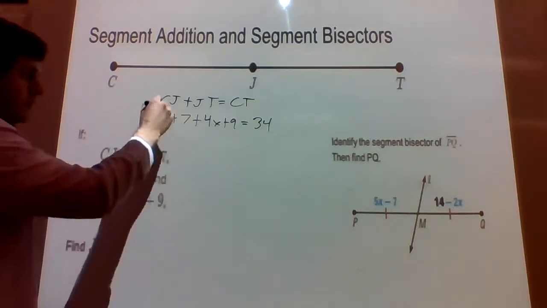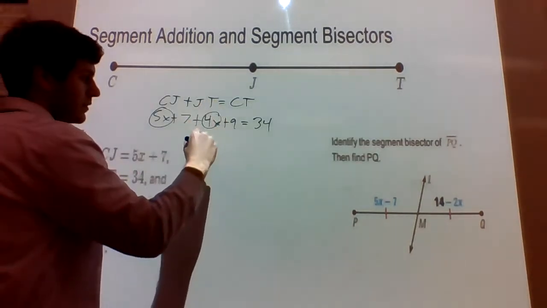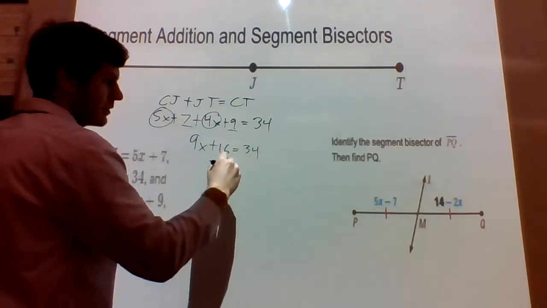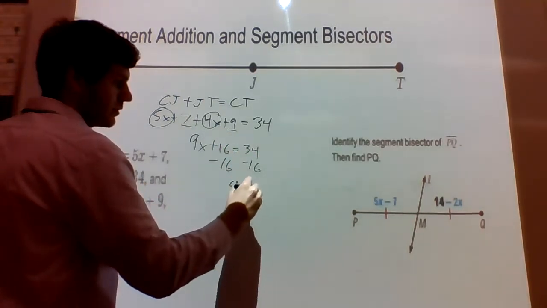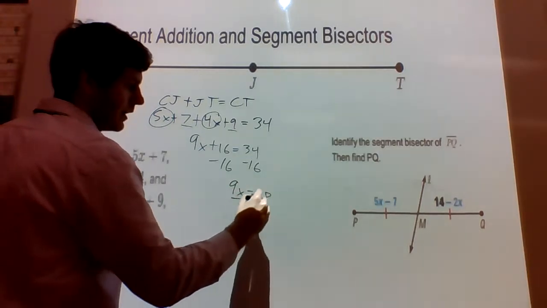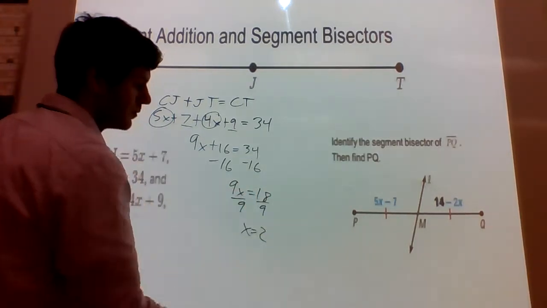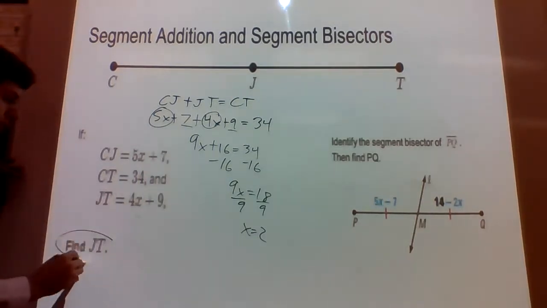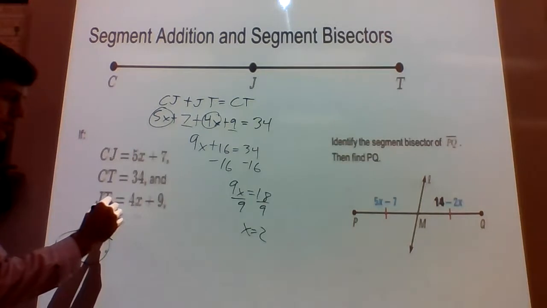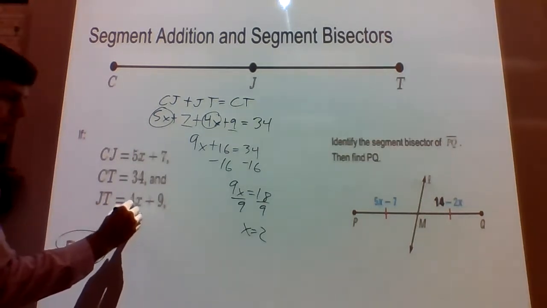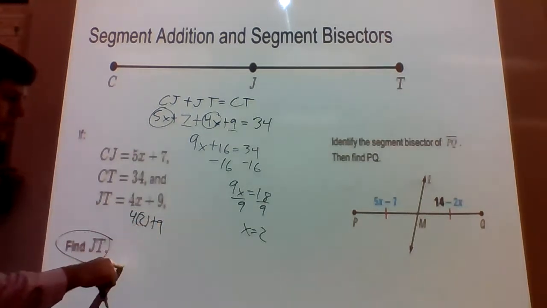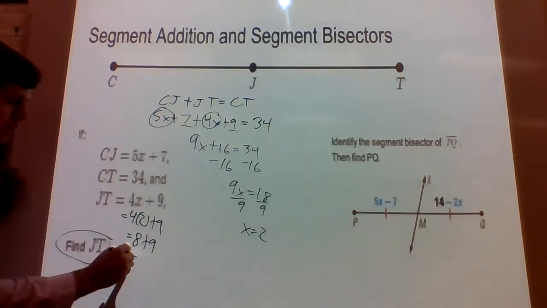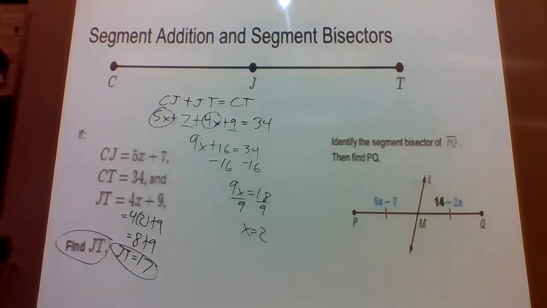Combine like terms. 9x plus 16 is 34. Subtract 16. 9x is going to give us 18. Divide by 9. X equals 2. Okay, are we done? No, we're not. We're looking for JT. So JT is 4x plus 9. So we have 4 times 2 plus 9, which is 8 plus 9. So JT is going to equal 17.